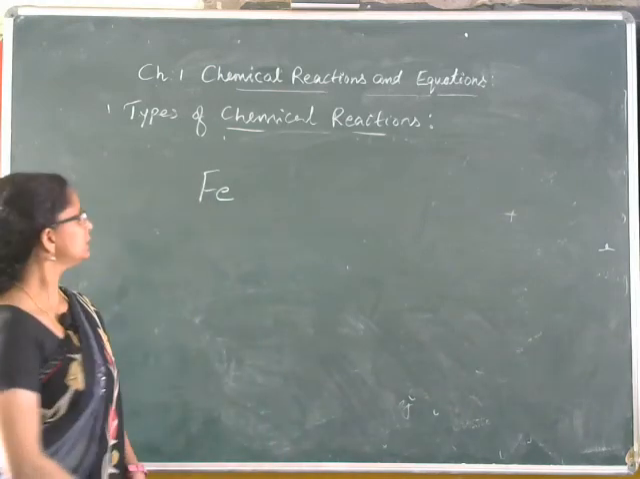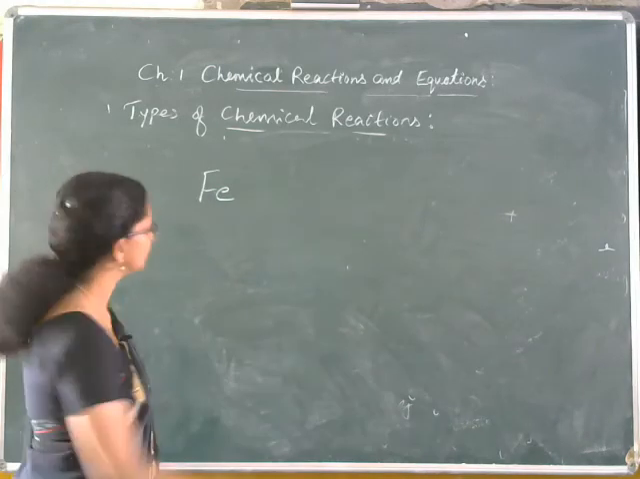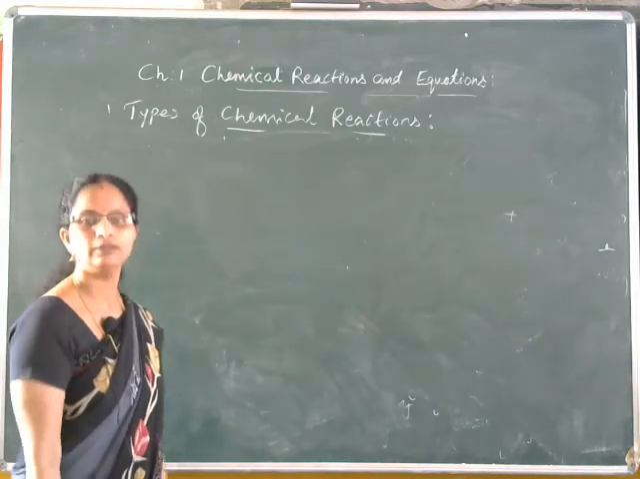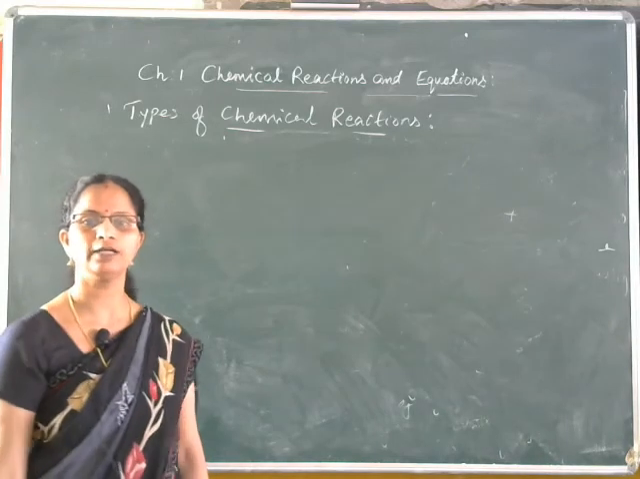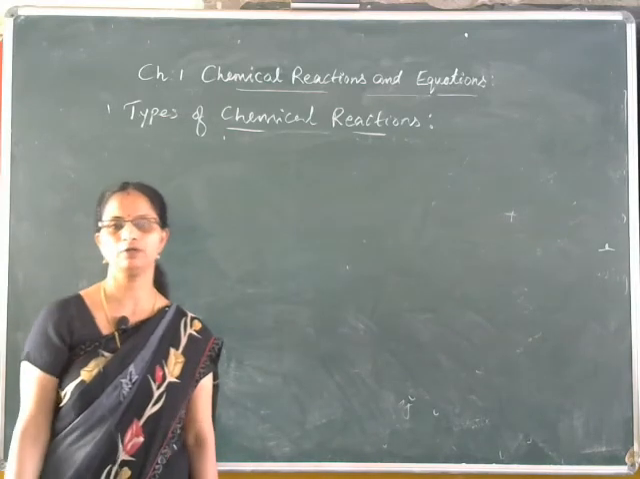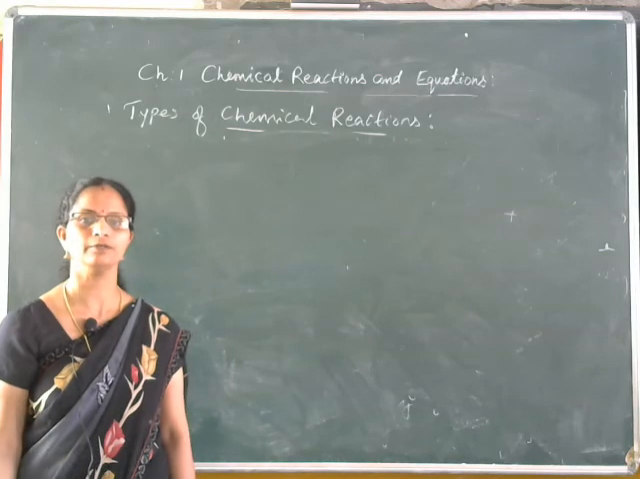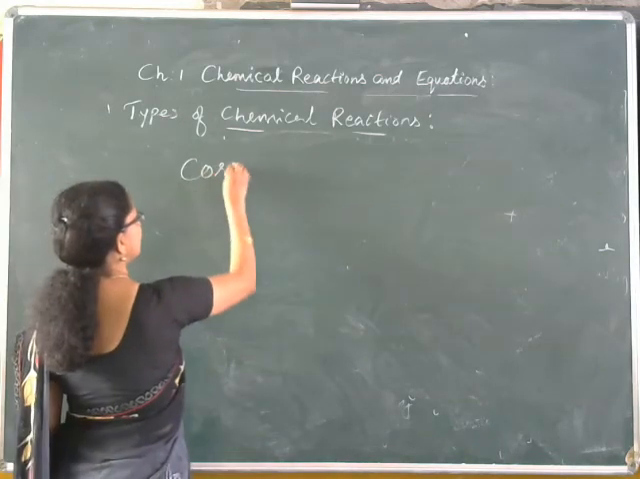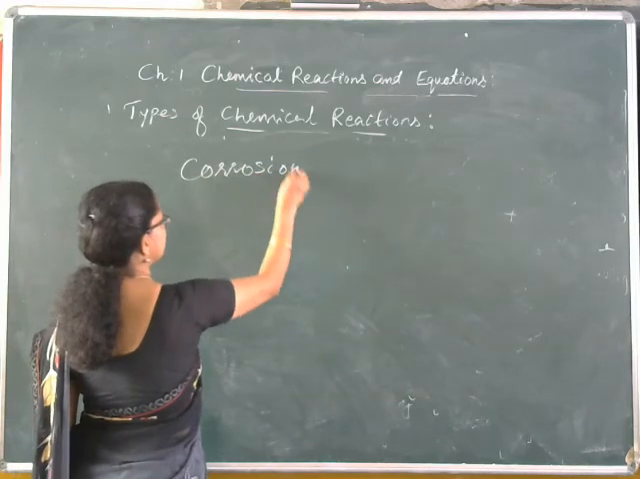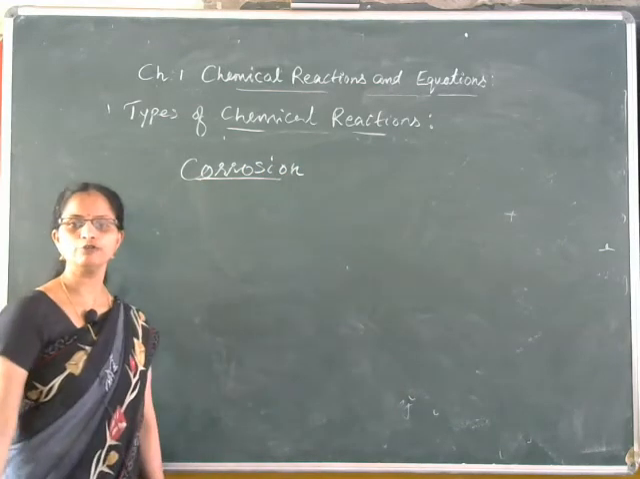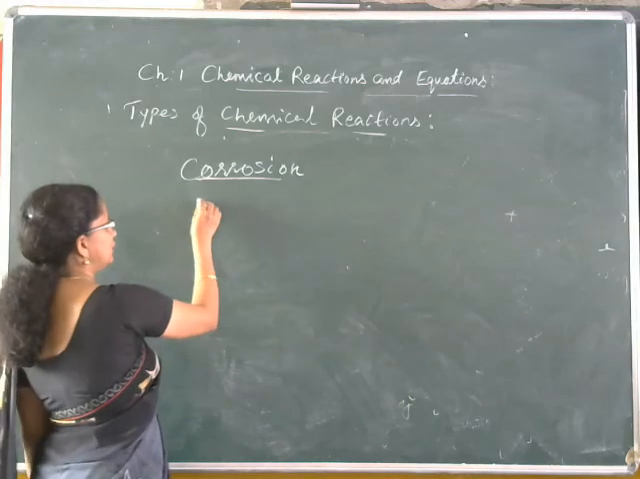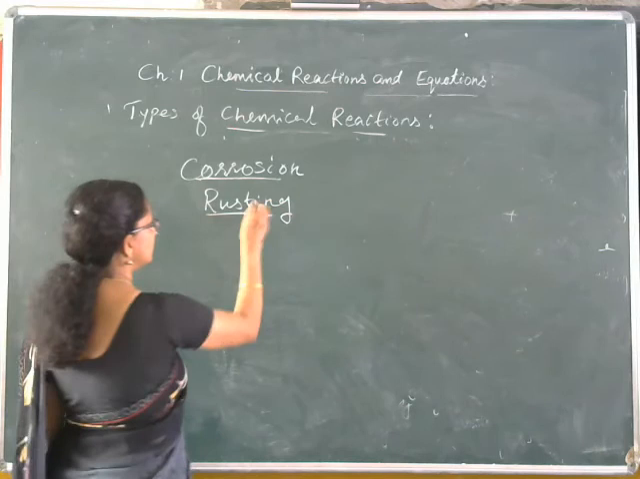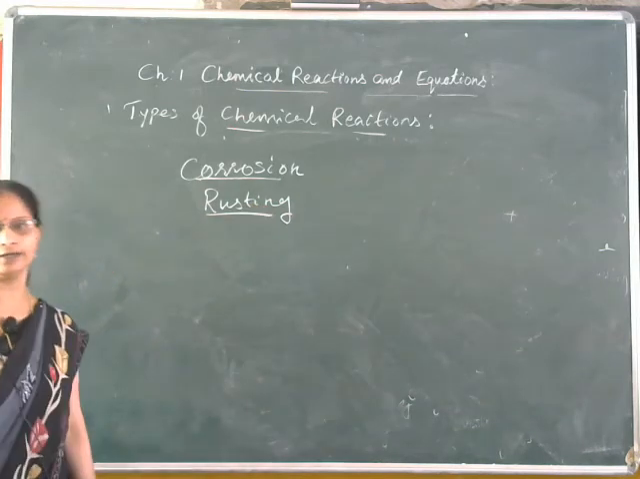So that is termed as corrosion. Corrosion means when metals are oxidized or acted upon by atmospheric gases, water vapor, oxygen, carbon dioxide, etc., and their quality is destroyed, that is known as corrosion. When corrosion of iron takes place, that is commonly called rusting. Rusting is the corrosion that takes place for iron particles.